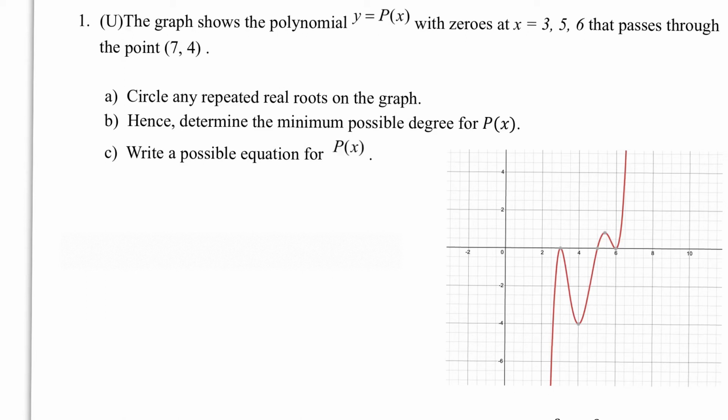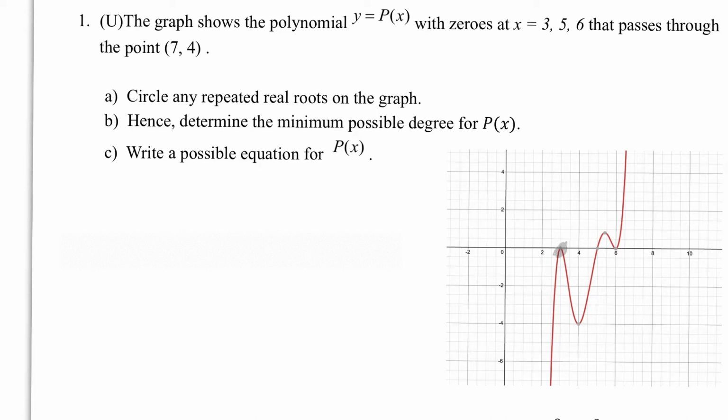Okay, so we're solving for this number one. We see the graph, and we are required to find, you see the zeros at 3, 5, and 6. First thing we're asked to do is circle any repeated roots on the graph. Obviously, a repeated root is where it bounces.